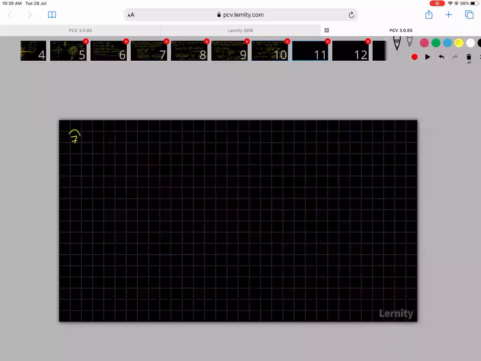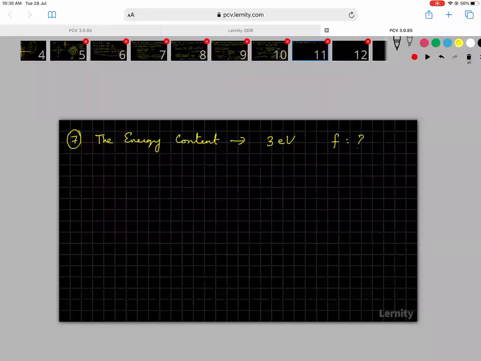Then seventh question. The energy content of a radiation is 3 electron volt. Question is find out the frequency. So 3 electron volt is equal to 3 into 1.6 into 10 power minus 19 joules. So that is equal to 4.8 into 10 power minus 19 joules.